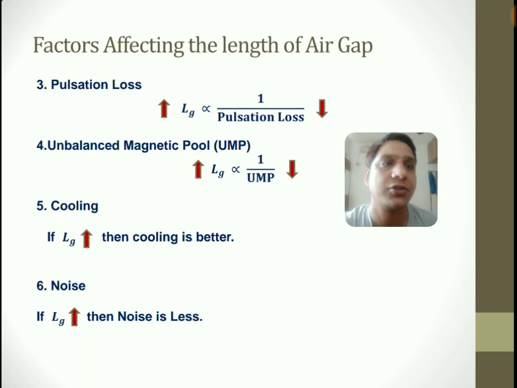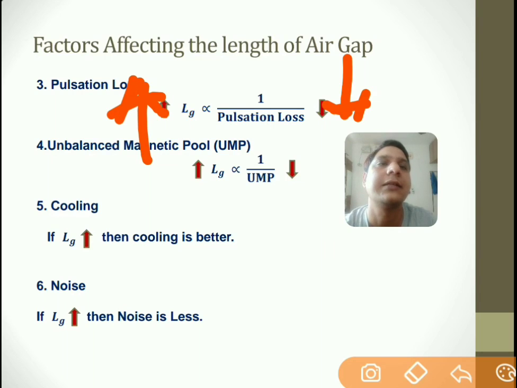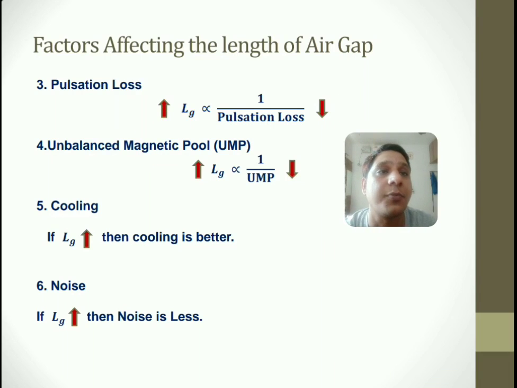In coming videos, we are going to discuss in detail what pulsation loss is. Right now, we need to understand this is the loss which occurs in the induction motor. Why it is called pulsation loss, all those things I will cover in coming time. But the length of air gap LG is to be considered. If you want pulsation loss to be less, LG should be as high as possible. So there is an inverse proportion between pulsation loss and length of air gap.